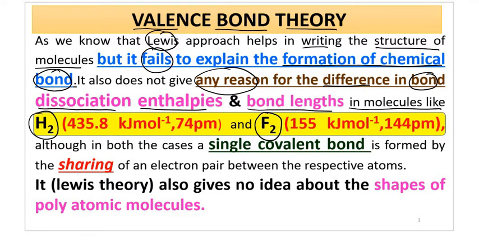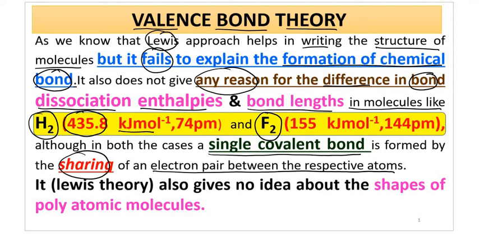You can see that both of them will be formed by a single covalent bond by sharing of an electron pair between the respective atoms. But the bond enthalpy of hydrogen is 435.8 kilojoules per mole and that of fluorine is 155 kilojoules per mole. Whereas the bond length of hydrogen is only 74 picometer, but that of fluorine is 144 picometer, right? So valence bond theory will have an explanation with respect to bond dissociation enthalpies and even bond length also.